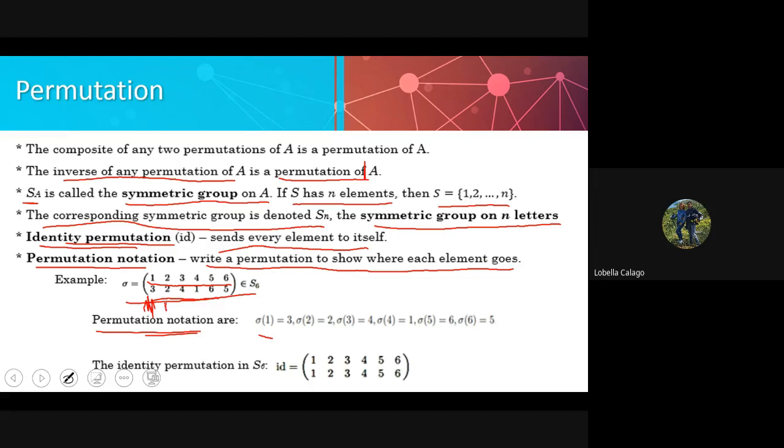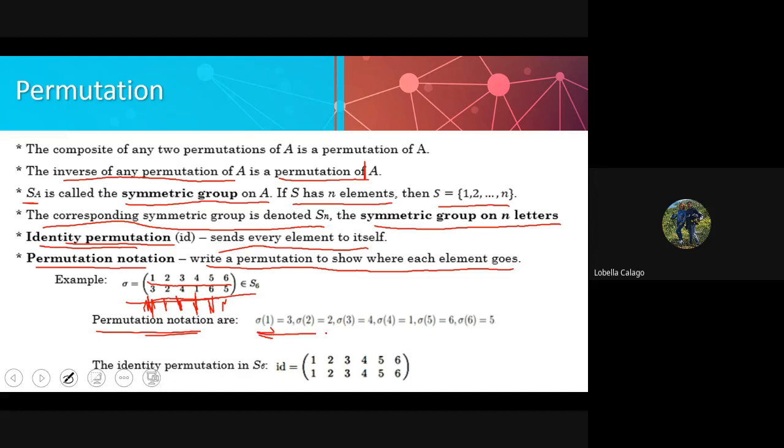Yung 2 is going to 2. Yung 3 is going to 4. Yung 4 is going to 1. Yung 5 is going to 6. And yung 6 is going to 5. Yan po. Yung sa taas are the elements, and yung sa baba is the elements also, pero yung mapping niya.